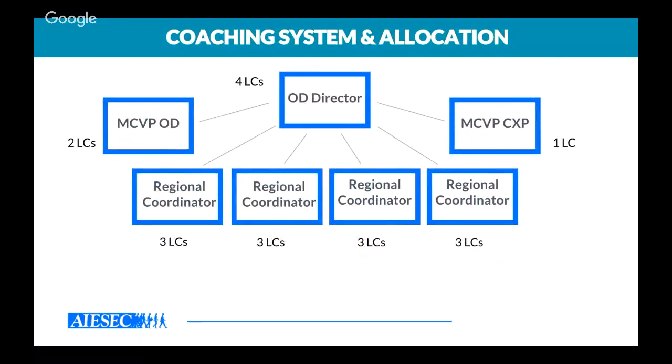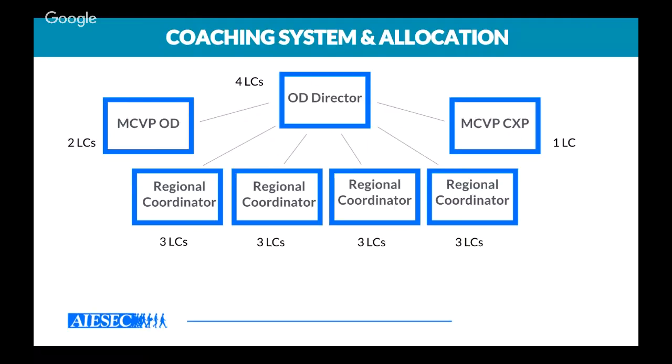Regarding the coaching system and how it's based right now, the audit director, that's me, is at the head of the coaching system. I manage the whole system, the cadence, the routine, and everything. At the moment, there are 7 coaches. There is me, who manage 4 LCs. Then there is Dushan, the MCP POD, who manages 2, Miki, the MCP CXP, who manages 1, and then I directly manage 4 regional coordinators, who are former LCPs and are now also coaches of LCs.